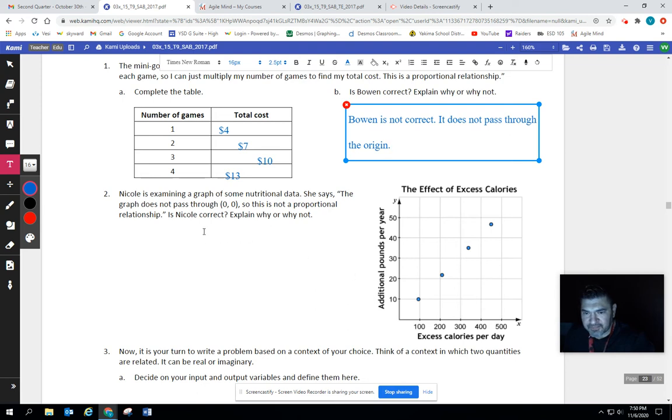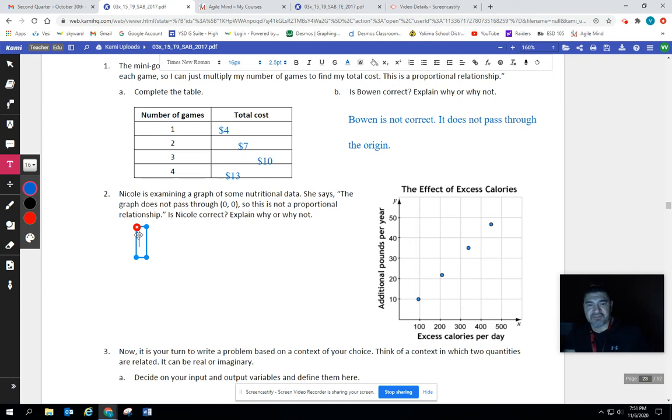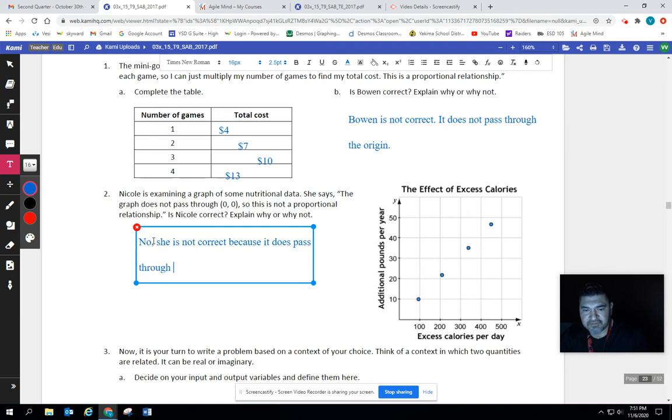So she is correct that when she says that, well, if it doesn't pass through 0, 0, then it's not proportional. But it looks to me as if it is going to pass through 0, 0, and it's also proportional. So we're going to say, is Nicole correct? No. She is not correct because it does pass through the origin.